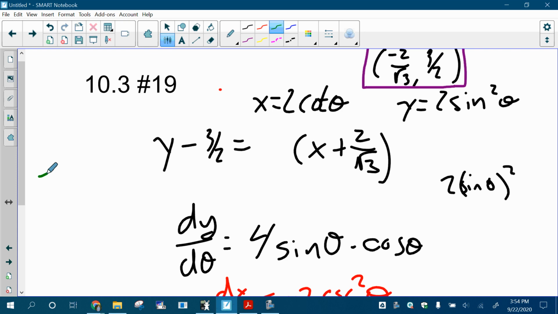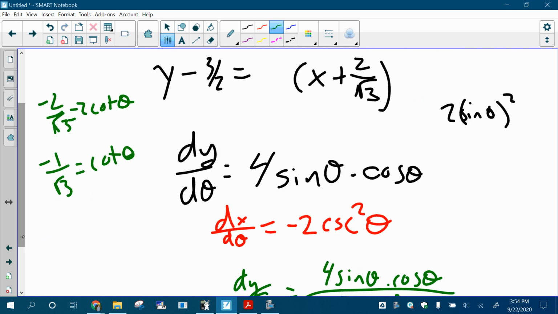So you set negative 2 over root 3 equal to 2 cotangent of theta, and you solve that. Let's solve that real quick. Divide both sides by 2. I get negative 1 over root 3 equals cotangent. In other words, tangent equals negative root 3. Unit circle, unit circle, unit circle. When does tangent equal negative root 3? It's going to be at pi thirds or 5 pi thirds.